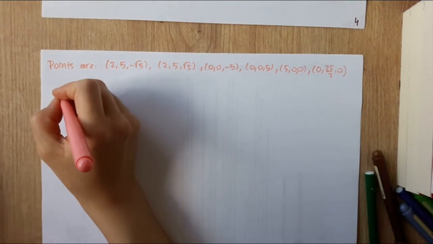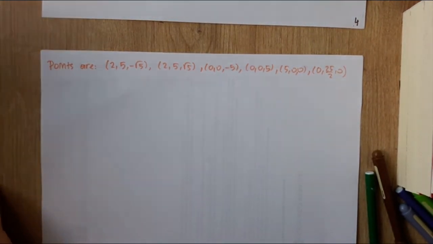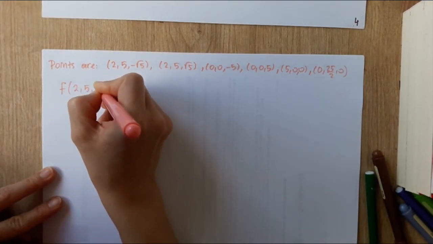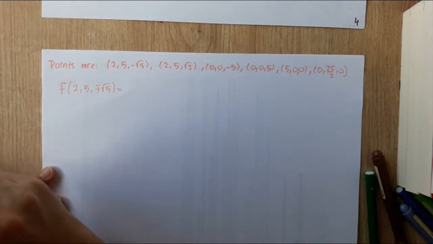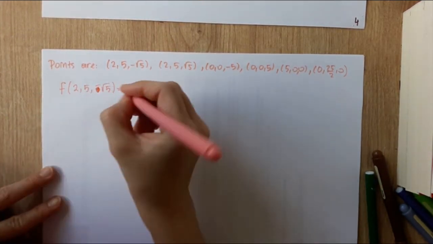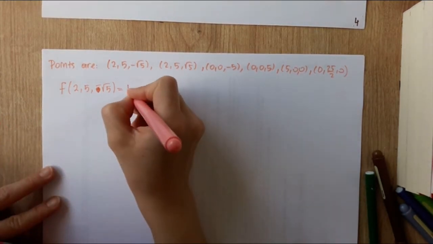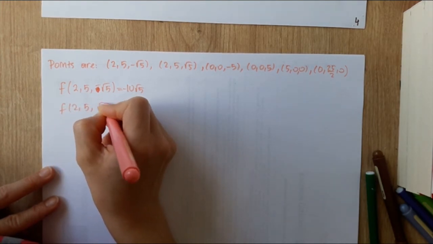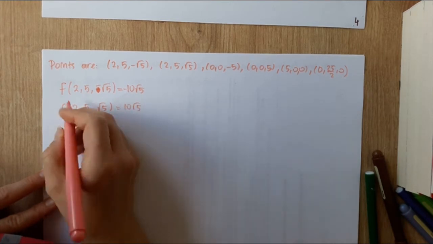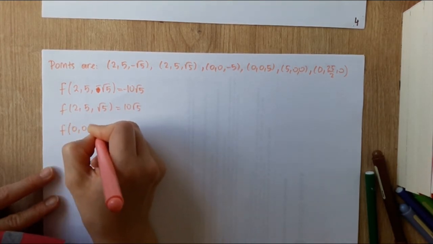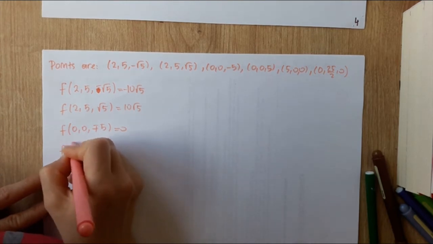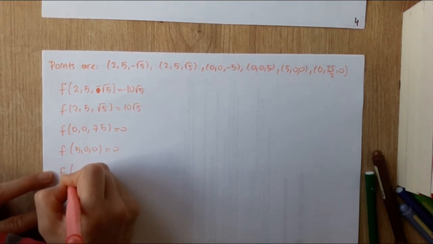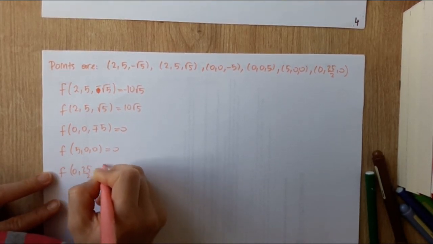If I calculate my function at these points, I will obtain f of (2, 5 minus square root of 5). Because the function is x times y times z, I have minus 10 square root of 5. f of (2, 5 plus square root of 5) is 10 square root of 5, and f of (0, 0, minus or plus 5) is 0. f of (5, 0, 0) is 0. And f of (0, 25/2, 0) is 0.